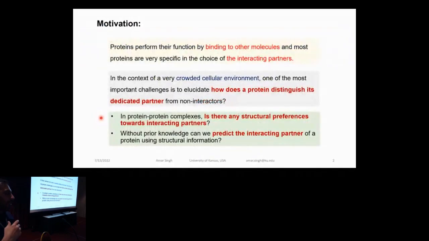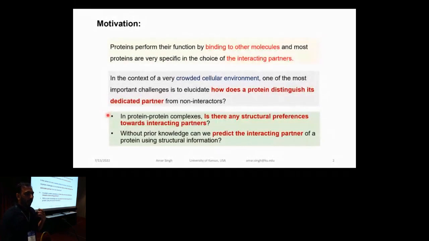As we all know, many proteins perform their functions by interacting with other proteins, and they are very specific in their choice of interacting partners. In the context of a crowded cellular environment, one of the most important challenges is to elucidate how a protein distinguishes its dedicated partner from the non-interactor. In the cellular environment there are stable or transient interactions. In all these protein complexes, is there any structural preference towards the interacting partner? That's what we want to investigate.